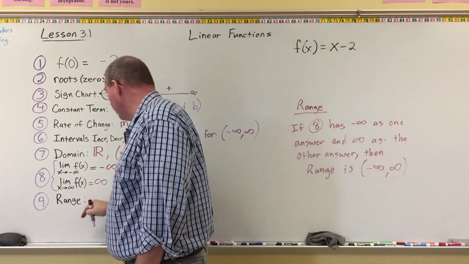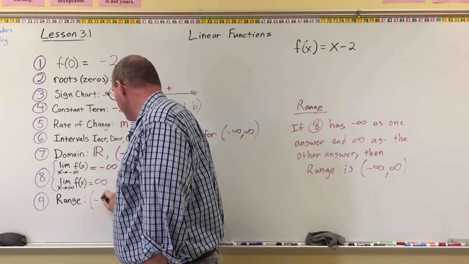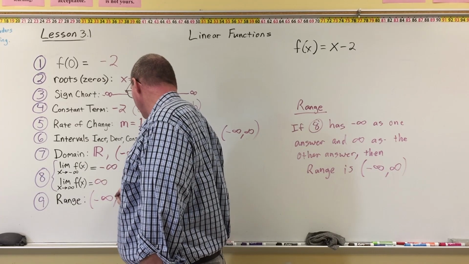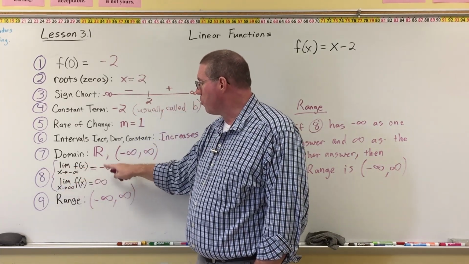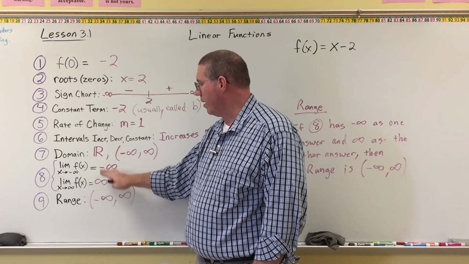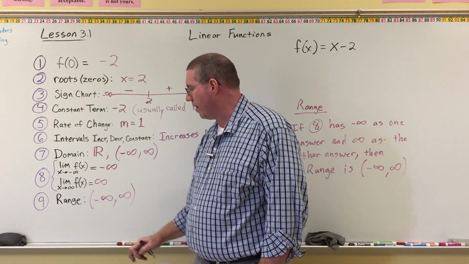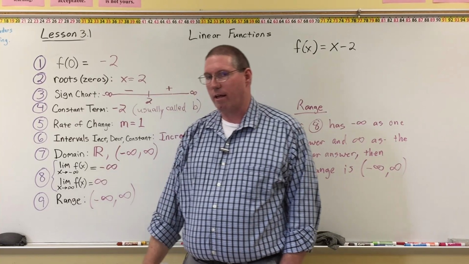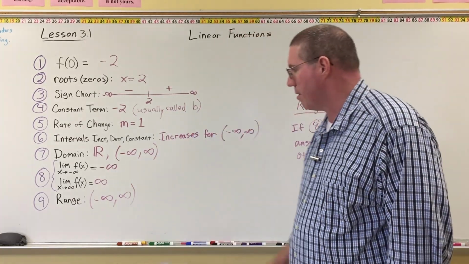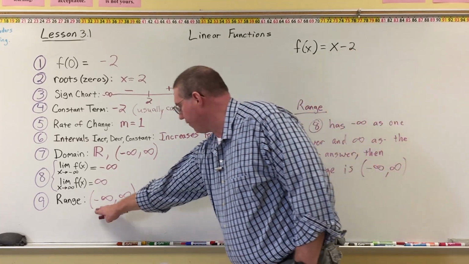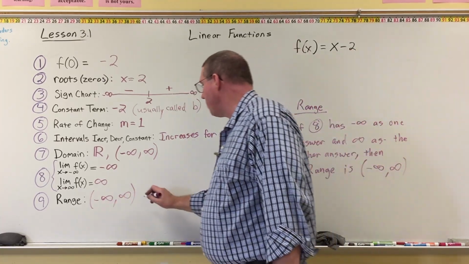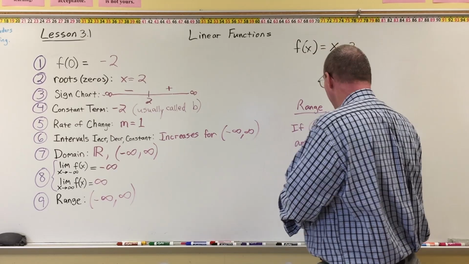All linear functions have a range that is negative infinity to positive infinity, because for number 8, one of these will always be negative infinity and the other one will always be positive infinity. That's not the best explanation why, but that's basically why the range will always wind up being negative infinity to positive infinity. And here's what that means, basically, with linear functions.